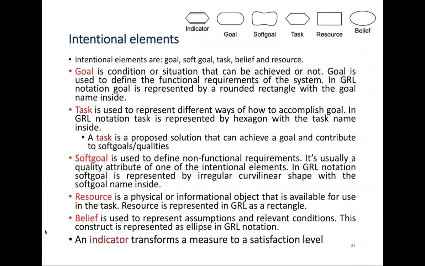The first one, as I said, is the intentional elements. Intentional elements could be goals, soft goals, tasks, resources, beliefs, or even indicators. What is a goal? In the GRL model, a goal is a condition or situation that can be achieved or not achieved. A goal is used to define the functional requirement of a system. In GRL notation, it's represented by a rounded rectangle with the goal name inside it.